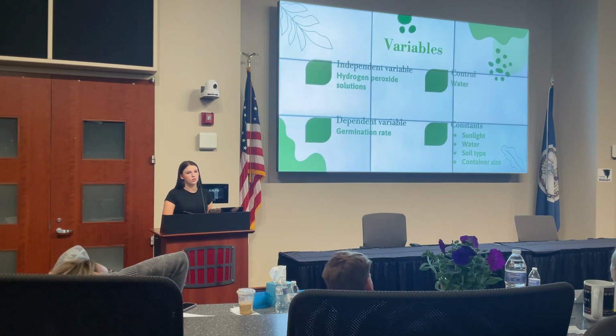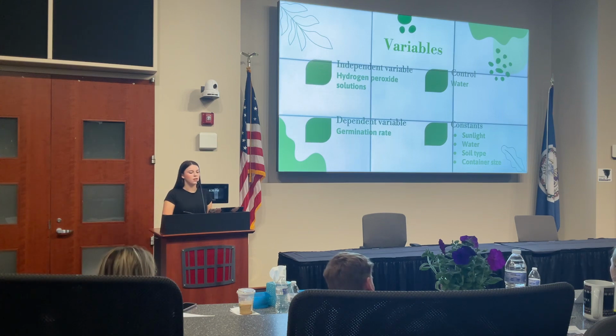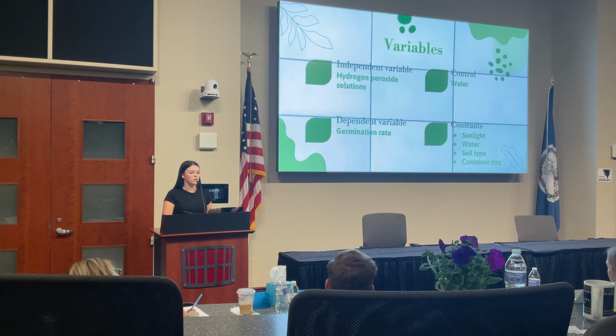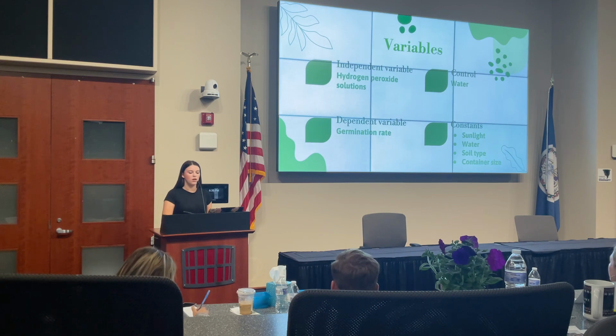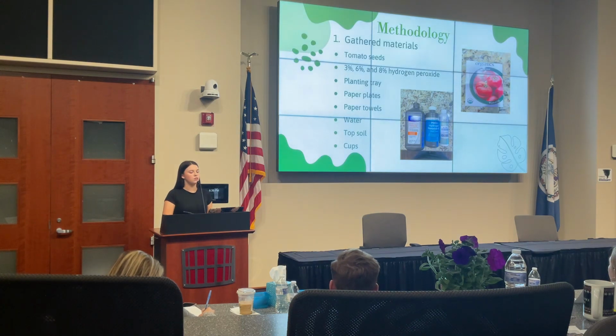My variables that I included were the following. My independent variable was the hydrogen peroxide that was applied to the seeds during their germination process, which made my dependent variable the rate of germination of the tomato seeds. In order to signify the difference hydrogen peroxide had on plants, I had to have a control group, which were the seeds that received only water. The constants that I left the same among the plants were the amount of sunlight, water, soil type, and container size. I then began to construct the methodology process of my experiment.